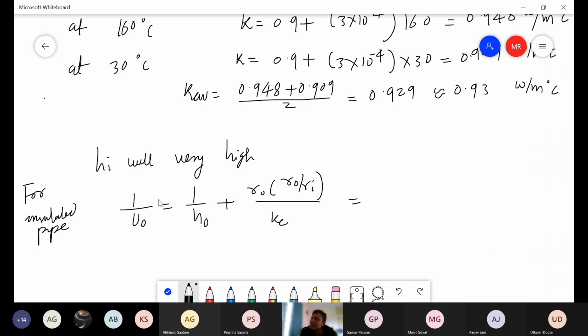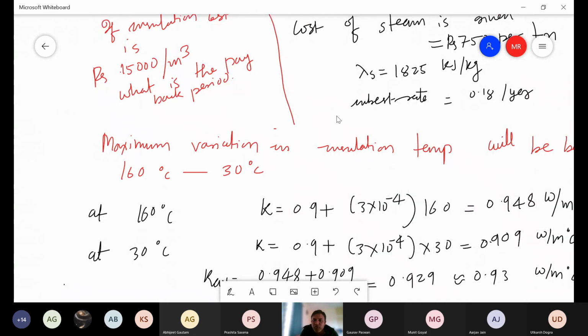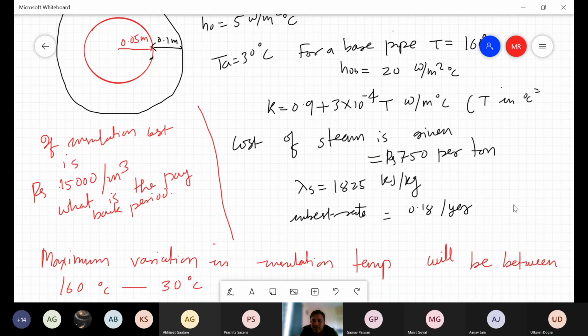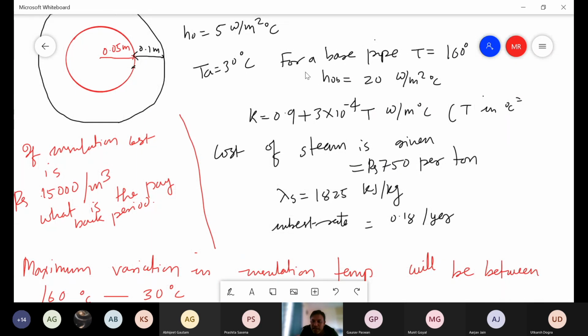For a bare pipe, we don't need to find the overall heat transfer coefficient because the conduction through the metal wall we have neglected. The heat transfer coefficient of the inside pipe is very high, so that part is also neglected. So that means only H naught B, which we have also defined earlier. Only that we have to use, and no overall heat transfer coefficient is required.